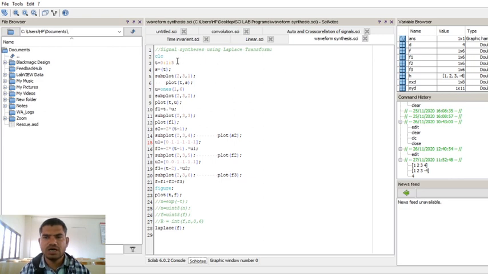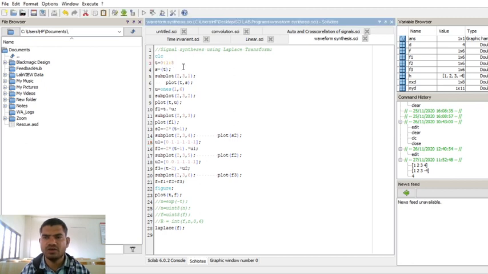Here t is my time. This is the CLC, to clear the window. Now we are using the time axis first. Now I am generating one signal, and for that signal generation my time axis is 0 to 5 with an increment of 5.